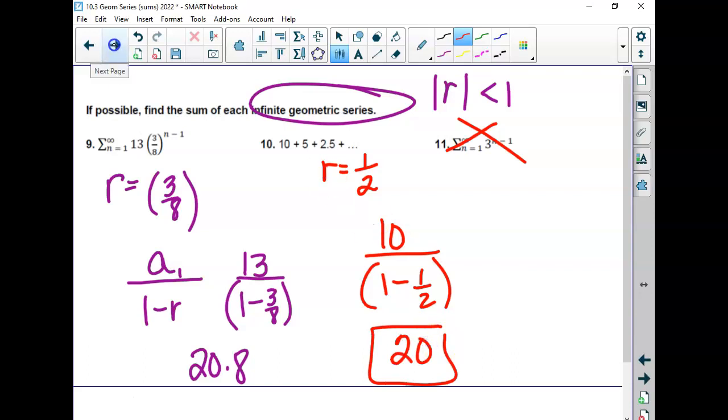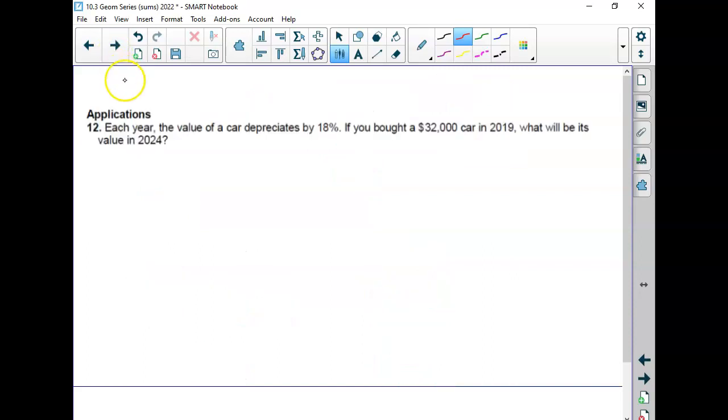All right. Like I said, not on the quiz, and I'm not even sure I put it in Delta Math tonight. I know it's on some of the review worksheets. It's a good math team thing to know. Each year, the value of a car depreciates by 18%. If you bought a car for $32,000 in 2019, what will its value be in 2024?